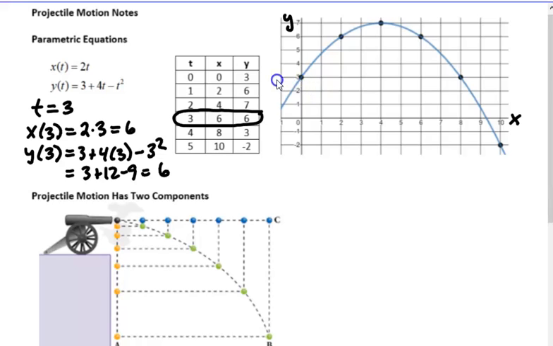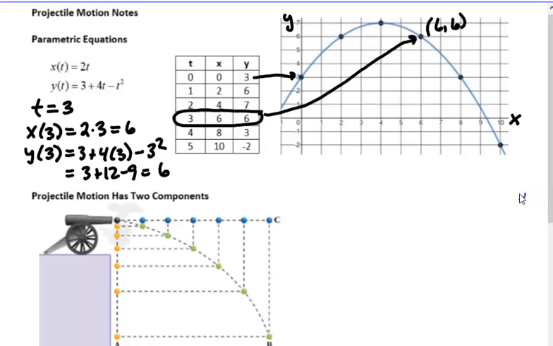So we would say, for example, when t is 0, the position here is the point (0, 3). So this point right here, (0, 3). When t is 1, we are at the position (2, 6). When t is 2, we're at the position (4, 7). When t is 3, we're at the position (6, 6). So this is the position here that we just calculated when we used the table. When t is 4, we're at the position (8, 3). And when t is 5, we're at the position (10, -2).